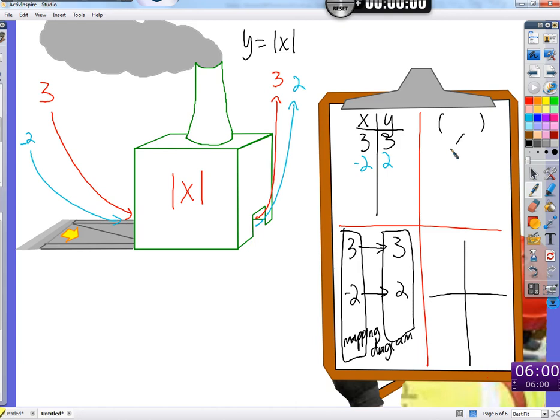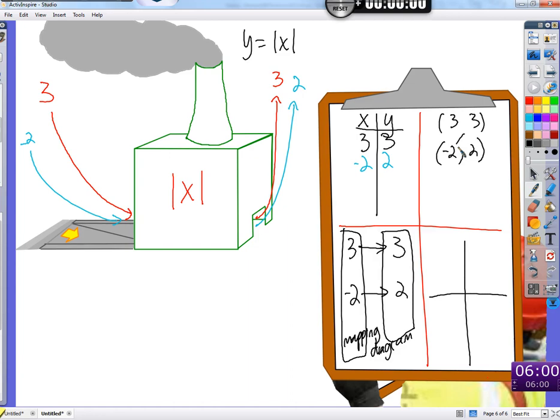Yeah. Now, how would we fill that in? Three, three. Three comma three. Negative two comma two. We can do those all day long. Cool. Okay. Now, here's the limitation of all of these. They take up a lot of room, and they take a lot of time. Say if that was your job to write those things down.